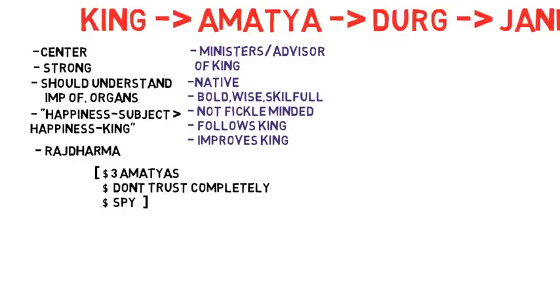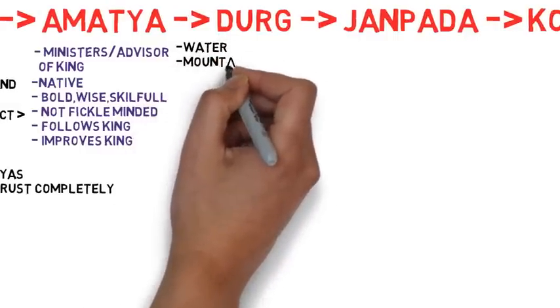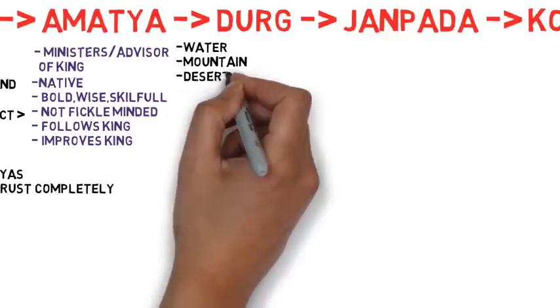Amatyas are important but the king should not trust them completely. They are potential threats to the king. The king should have regular checks on the integrity of Amatyas. Kautilya recommends the use of spies to have a regular check on their character.